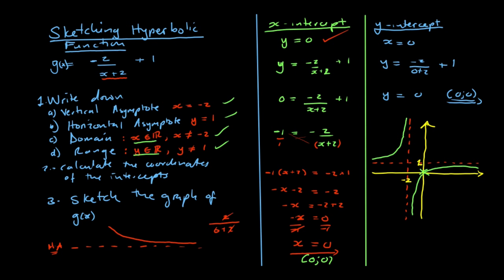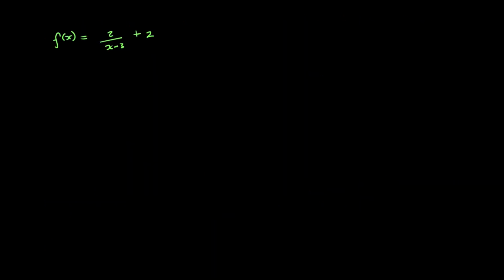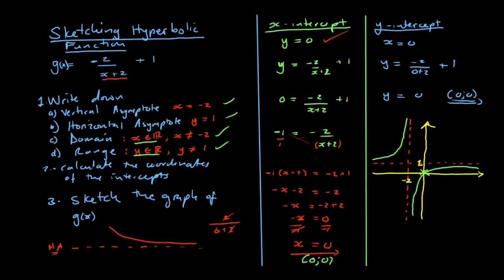Let's try this one. F of x is equal to... You want 8, not a problem. So yes, you are using the same questions. Copy this one, and then you use the same questions that we had here. Write down the vertical asymptote, the horizontal asymptote, domain, range, then calculate the coordinates of the intercept, and then sketch the graph.